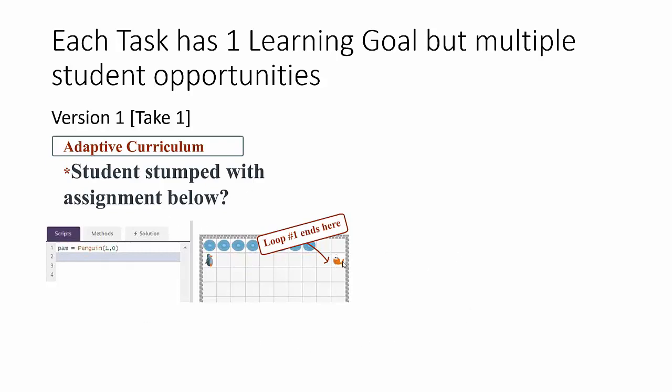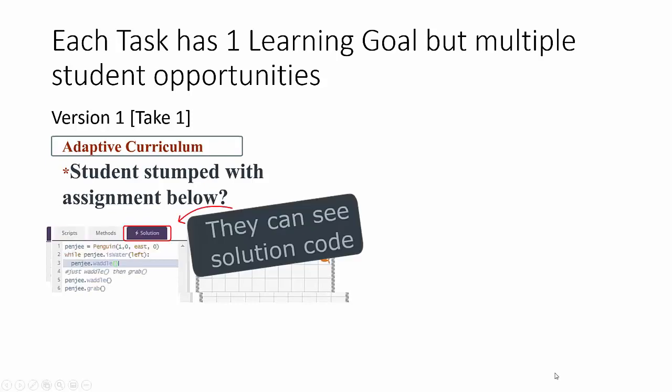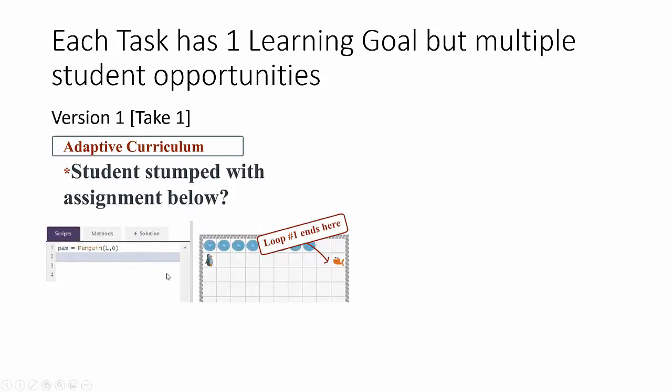And when a student is presented with this, they do have an option to see the solution. If they just are completely stumped or they just don't know why their code isn't working or even where to start, they can click on the solution button. And that'll provide them with the code, right? So they can see the code, and if they want, in this case, they can just copy and paste the code and put it here.